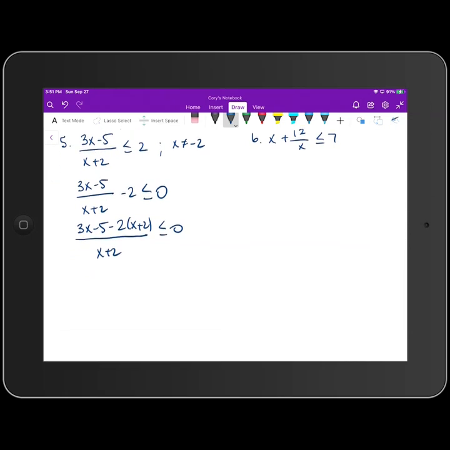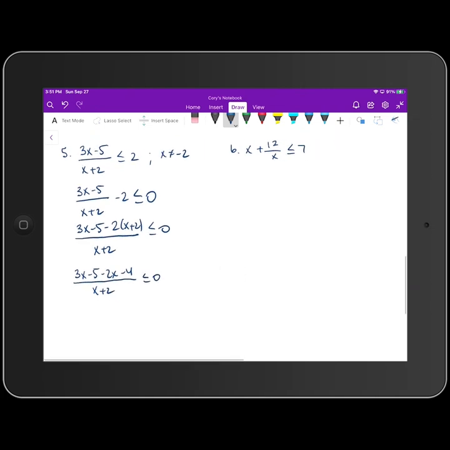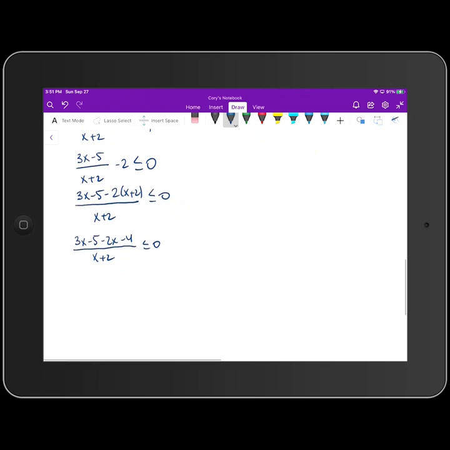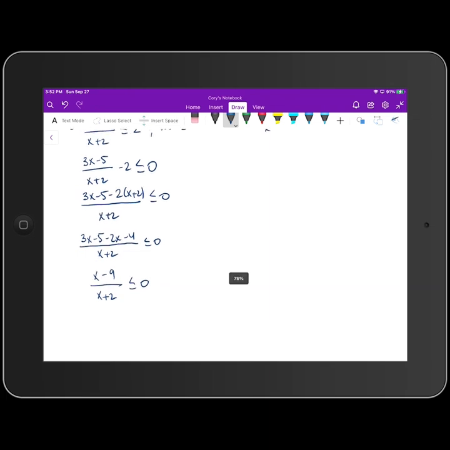So I want to go through and simplify the numerator. So I'm going to distribute negative 2 across both terms. So we get 3x minus 5 minus 2x minus 4 over x plus 2, and we want to find where that is less than or equal to 0. And then that numerator, when I combine like terms, is going to become x minus 9 over x plus 2. And we want to find where that is less than or equal to 0.